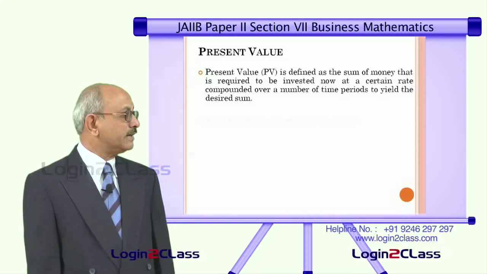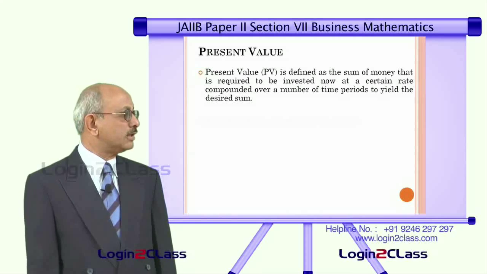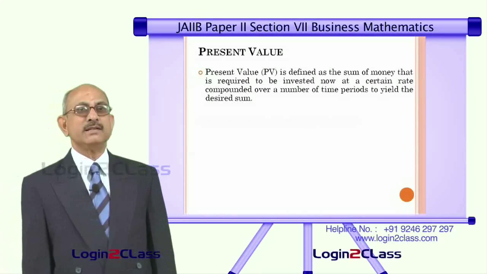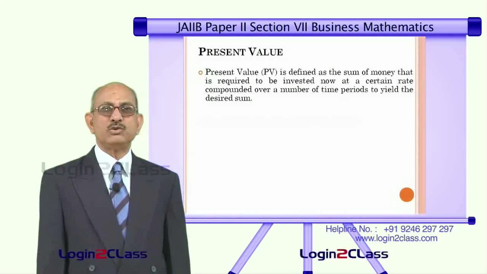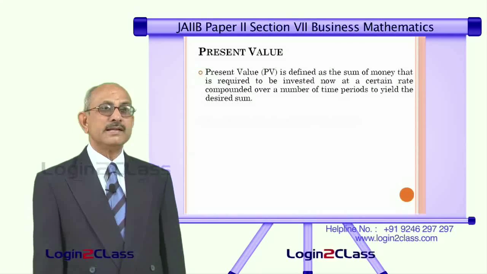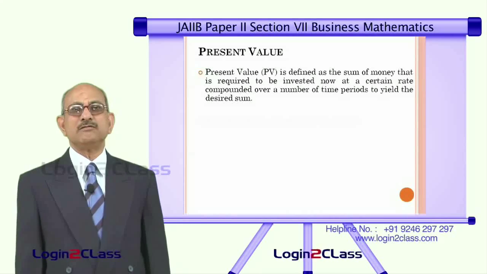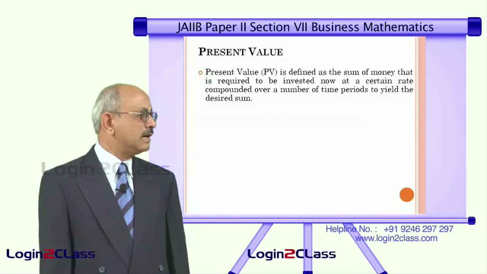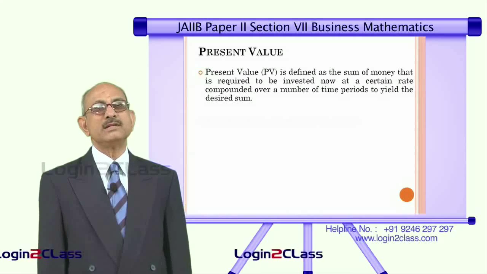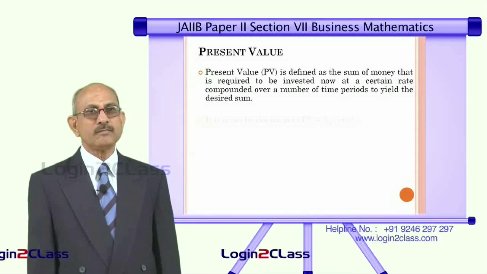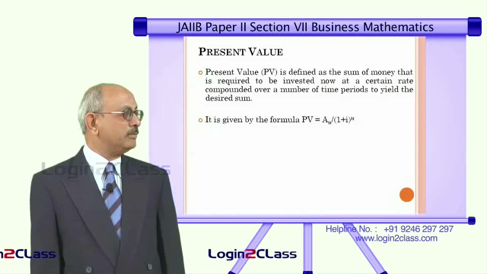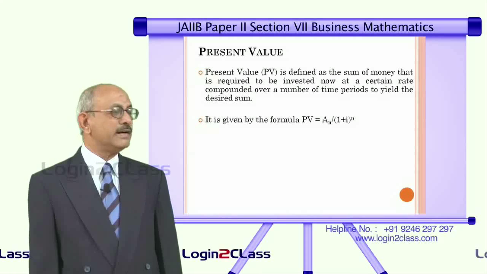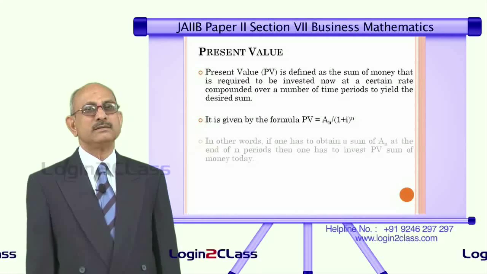That means, let us say you want 1100 at the end of 2 years, you want to know what is the amount of money which you would like to invest today, so that at the end of 2 years you will be getting 1100 rupees at a certain rate of interest. Given the rate of interest and the amount, you would like to know how much should be the amount today. So, the formula will be given by PV is equal to An divided by 1 plus I raised to n.